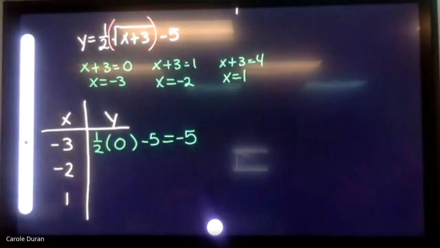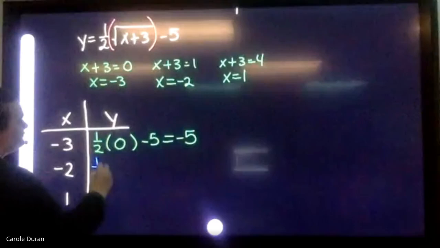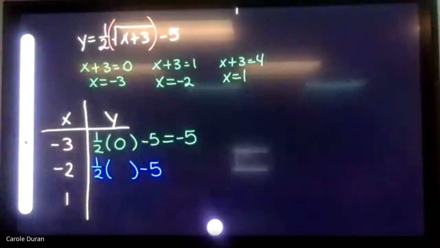Same process for negative 2. When I plug negative 2 into the radical, I get negative 2 plus 3, which is what? 1. What's the square root of 1? 1. So I get 1/2 times 1 minus 5. You're more than welcome to put this in the calculator. And when you do, you should get negative 4.5.